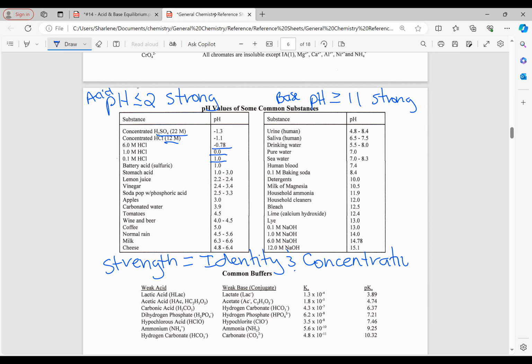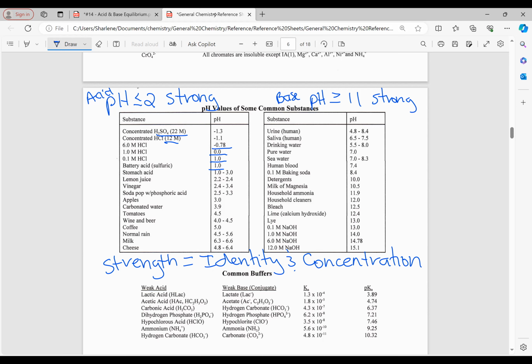Because you can have a strong acid, you can have sulfuric acid that is diluted so much that it doesn't really have a nifty pH. Would it technically be considered a strong acid? Yes, but would the pH look like a strong acid? Not necessarily. All right, battery acid, which is sulfuric acid, is a pH of around 1. Again, if you play with your batteries, please be careful because, yes, there is sulfuric acid in there.